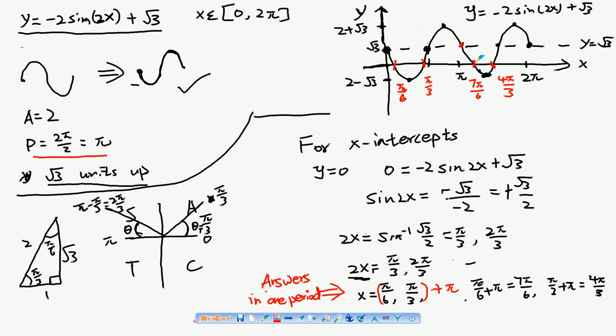In some questions, if we have to continue drawing the graph one more period, the next two x-intercepts are found by adding pi to these two numbers again. So here our x-intercepts are pi on 6, pi on 3, 7 pi on 6, and 4 pi on 3.